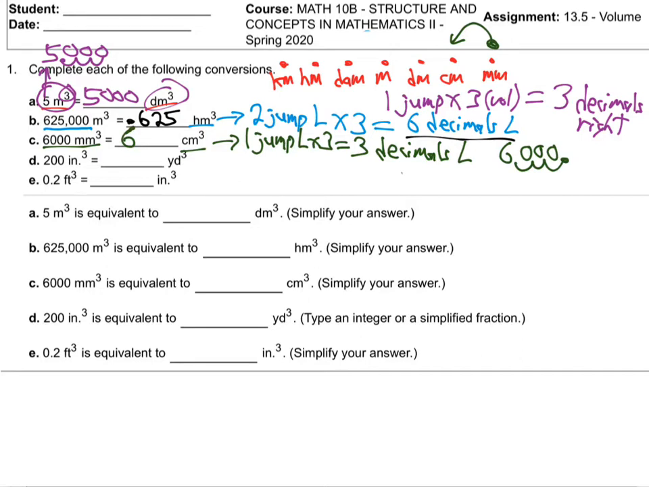Okay, now that's the end of the metric. These last two, unfortunately, are the English system. They're not the metric system. So what does that mean? How do we convert within the English system? We have to use fractions instead of decimals. It's a lot harder. So, okay, let's take this 200 cubic inches, put it over 1, multiply. Now what am I trying to get to? I'll put over here cubic yards, huh? Okay.